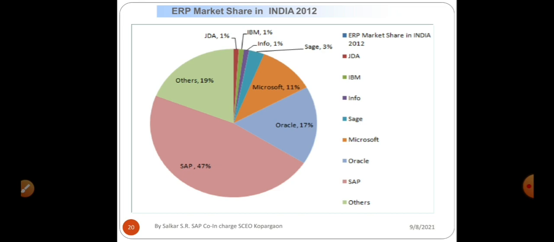You can see in this diagram the other ERPs such as IBM, Infor, Microsoft, Oracle, etc. They have their shares, such as IBM has 1%, JDA has 1%, Microsoft has 11% and Oracle 17%. But SAP has the largest share of all these ERPs in the market when the survey was carried out in 2012. So SAP covered 47% of the market. We can say that SAP has its maximum share in the market as compared to the other ERP softwares, so SAP is a widely used software nowadays.